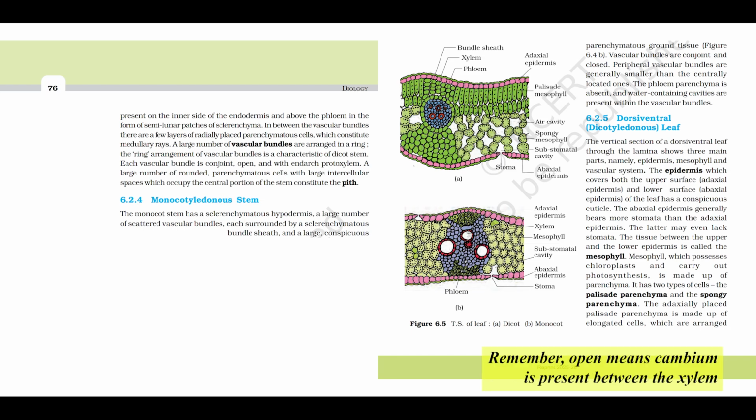Each of these vascular bundles is conjoint, xylem and phloem together on the same radius. Crucially, they are also open, remember. Open means cambium is present between the xylem and phloem.